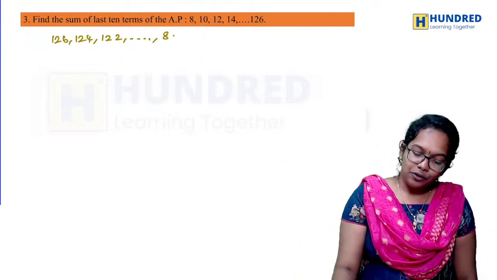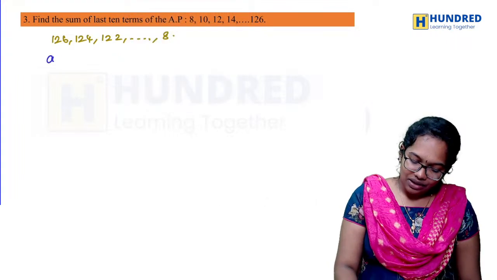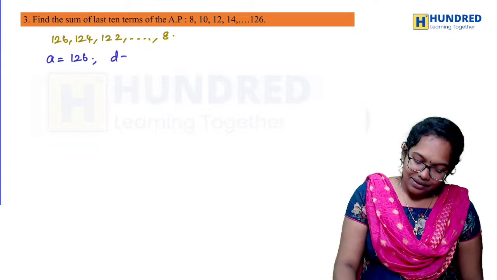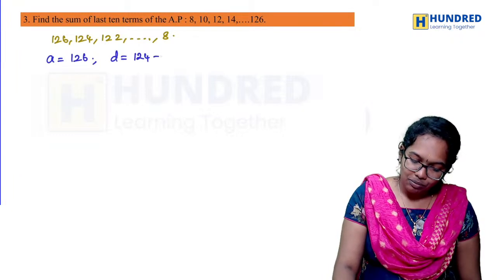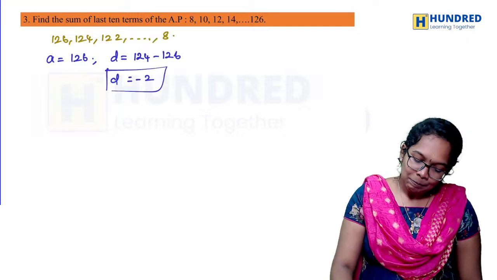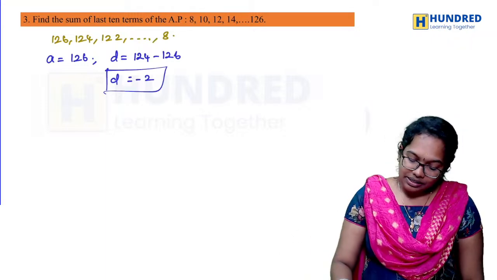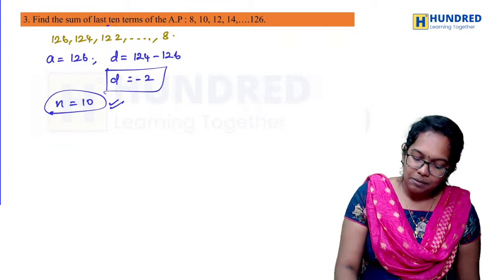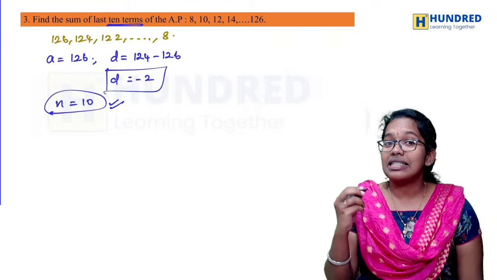Okay. So for this AP, now what is the a value? It is 126. This is the first term. And what is the d value? Which is 124 minus 126, which is minus 2. So next, what is the n value? n value will be 10. Why have we taken n to be 10? Because they have asked us to find the last 10 terms.